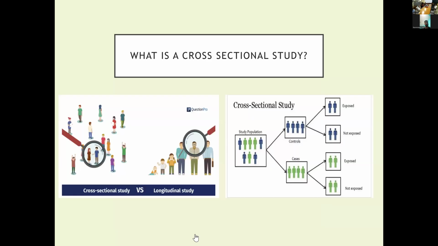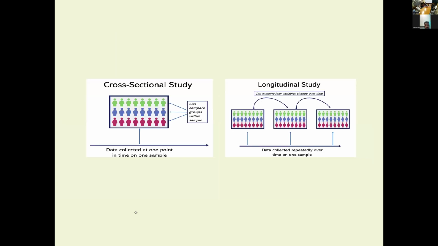There are two types of observational study, cross-sectional or longitudinal study. The difference is that in a cross-sectional study, the data collection happens at one point of time, but for a longitudinal study, that doesn't work. The same population or same group is followed up over time. In a cross-sectional study, the data can be divided into cases and controls and looked at for multiple exposures. One sample, and groups can be compared. Longitudinal study, repeated collection over time.